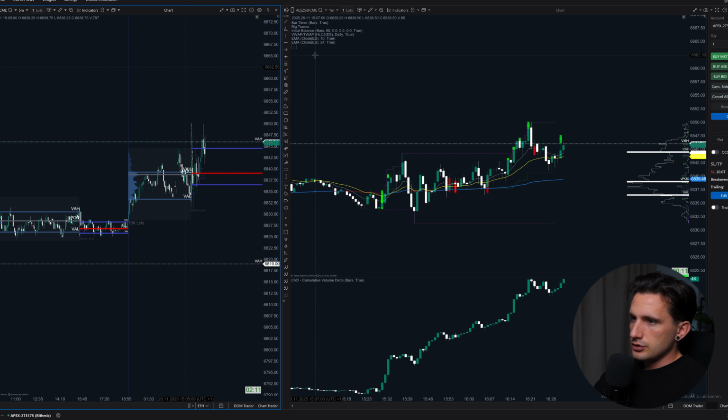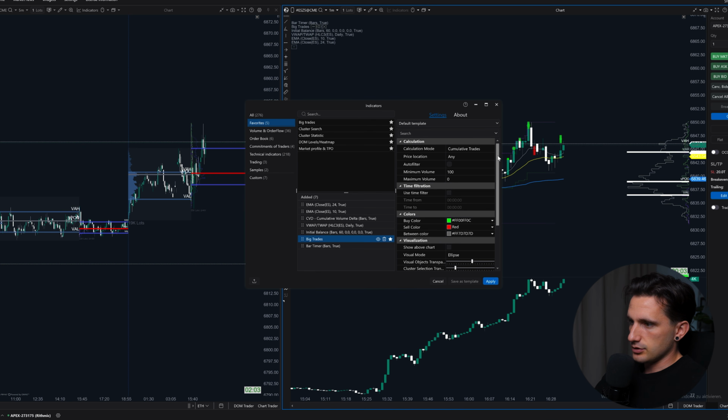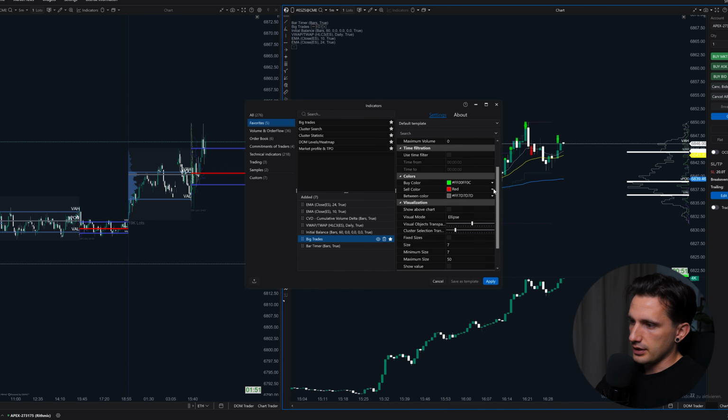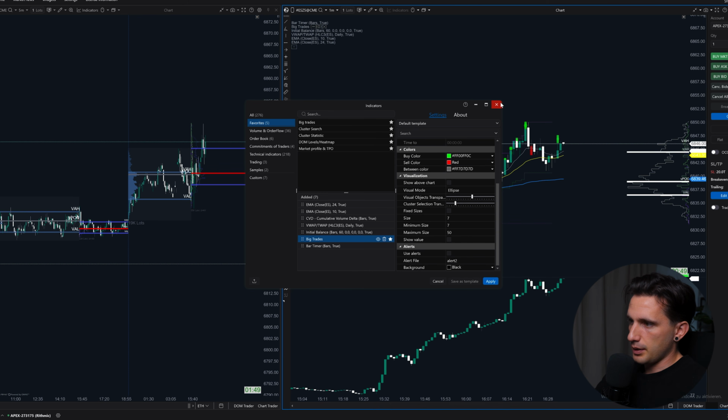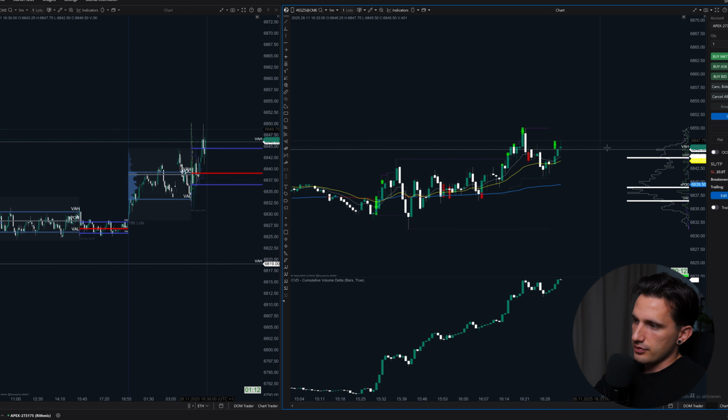Now the most interesting indicator right here is the big trades indicator. I will go in, and you can pause the video and get these settings as well. I have minimum volume 100, and the rest you can copy as well. Right, so that's my big trades settings. And on the EMAs, I have an 8 period and a 24 period moving average. Then I have the initial balance as well, right? So that's my whole setup.